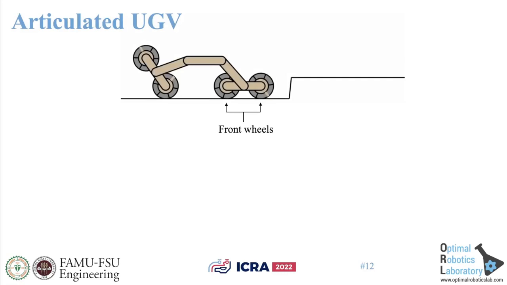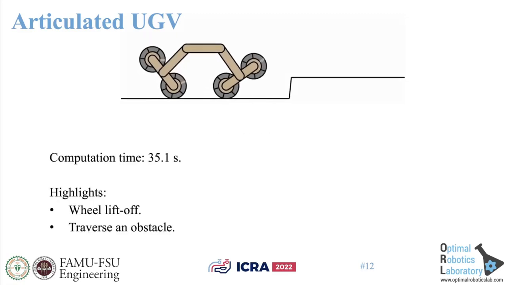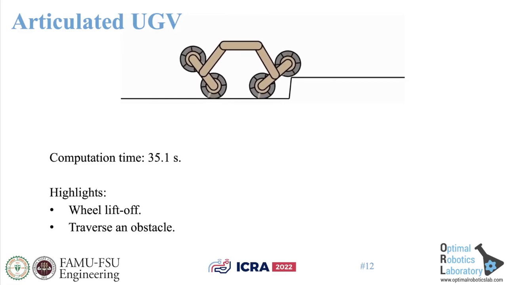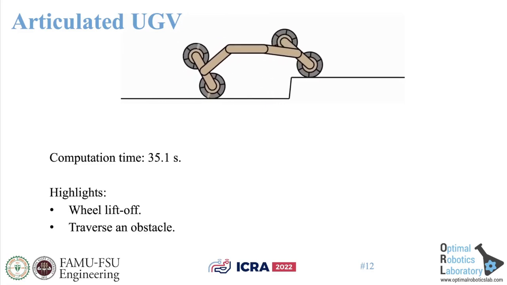Finally, we have an articulated UGV on uneven terrain. The task is to use the front wheels to traverse the step obstacle. This result shows that our formulation can lift the wheels to change contact modes and traverse an obstacle.